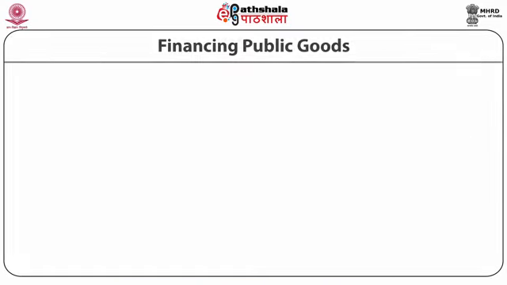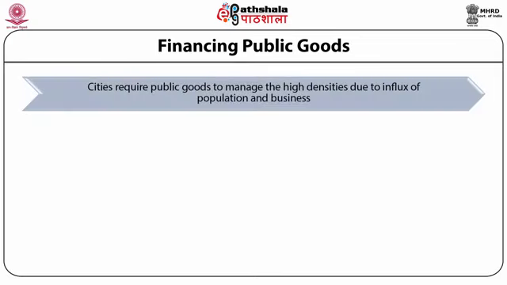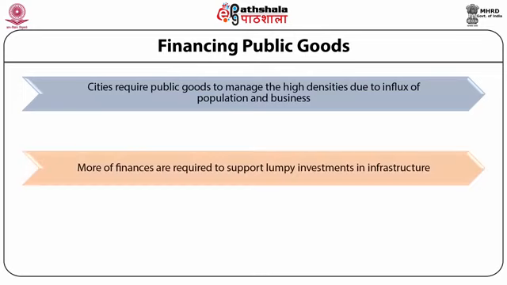Thus, a number of institutional changes are required to mitigate the problems of urbanization. Therefore, here we examine some of the most important structural transitions that urbanization requires. The most important institutional change that urbanization requires is financing public goods. Cities require public goods to manage the high densities due to influx of population and business. Productive and healthy urbanization requires finance to support lumpy investments in infrastructure.